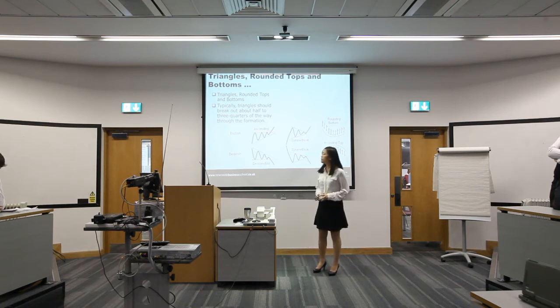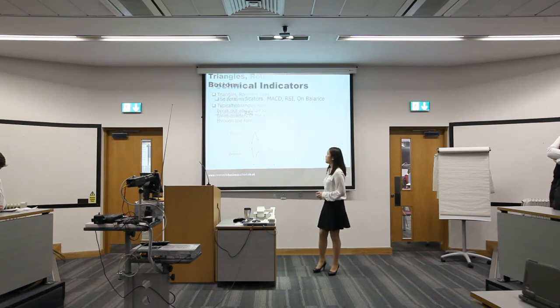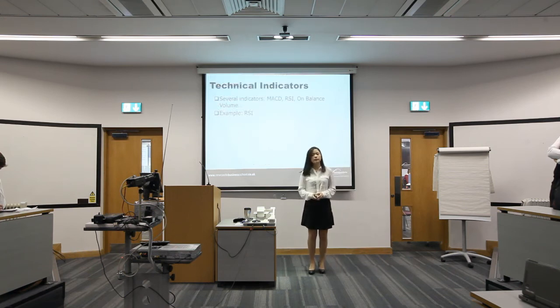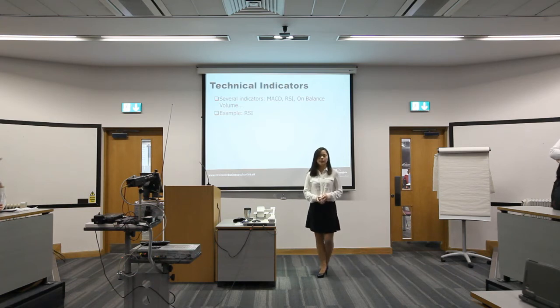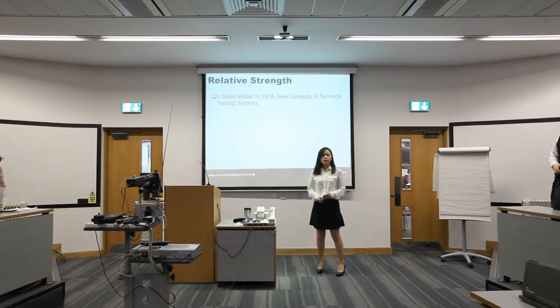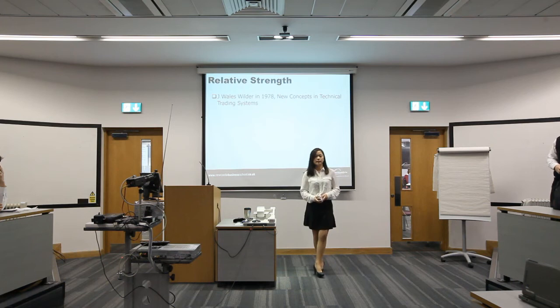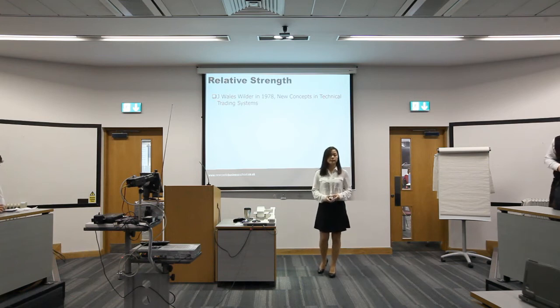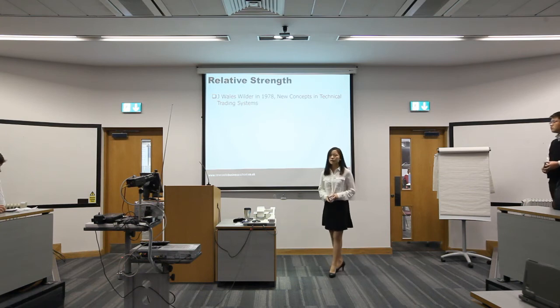Then we'll move on to technical indicators. There are many types of technical indicators, such as MACD, RSI, OBV, and so on. Here we will concentrate on RSI as an example. J. Welles Wilder developed RSI in a book which was published in 1978. In the book, RSI is defined as a momentum oscillator that measures the speed and the change of price movements. So, how to calculate RSI?